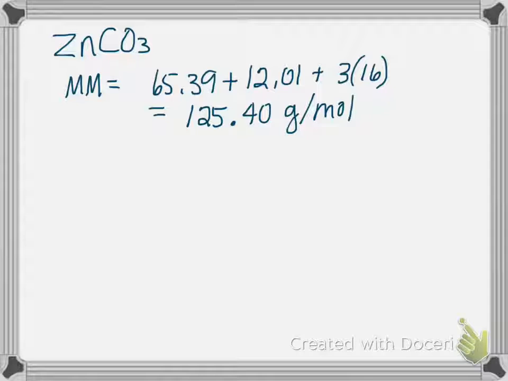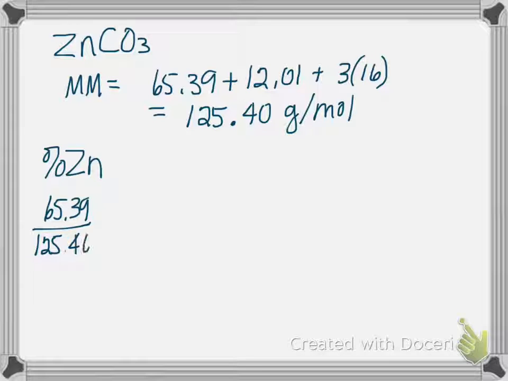So to figure out the percentage of zinc, I'm going to take the mass of zinc, which was 65.39, and I'm going to divide it by 125.40 times 100. Was that correct? Thank you. I always need someone to check me. So this is going to be 52.1%.